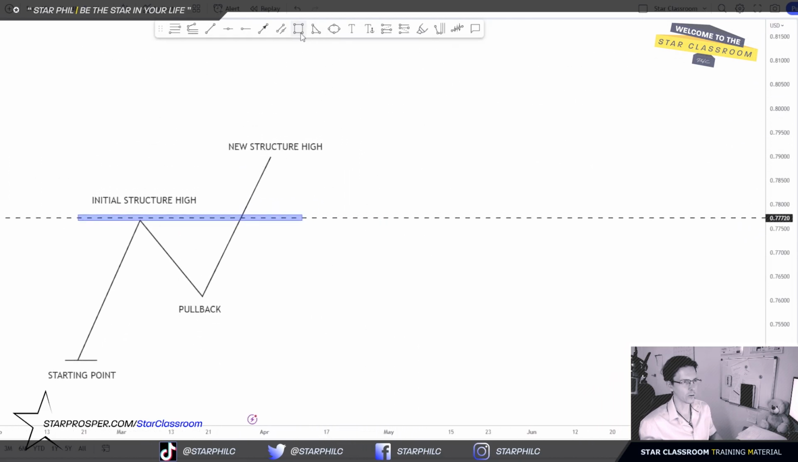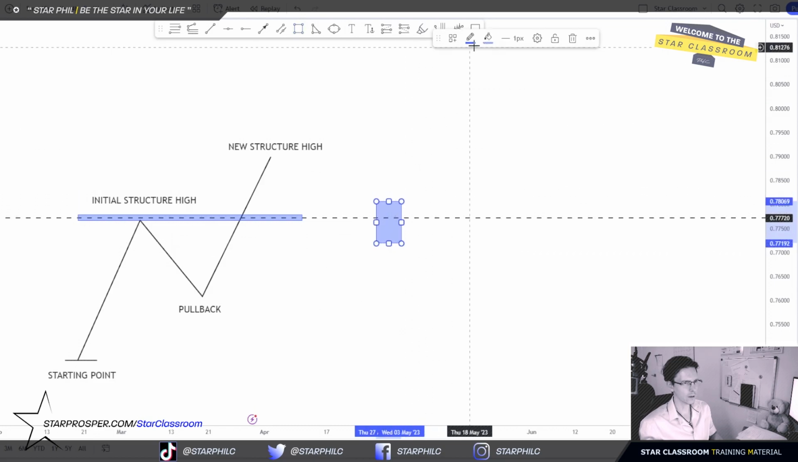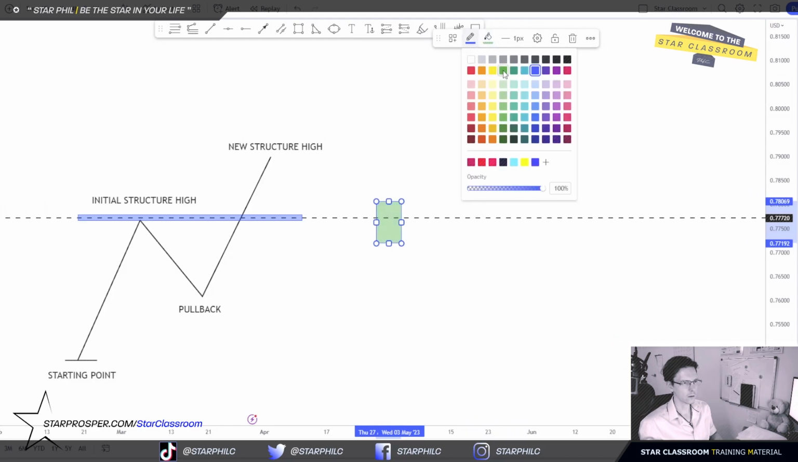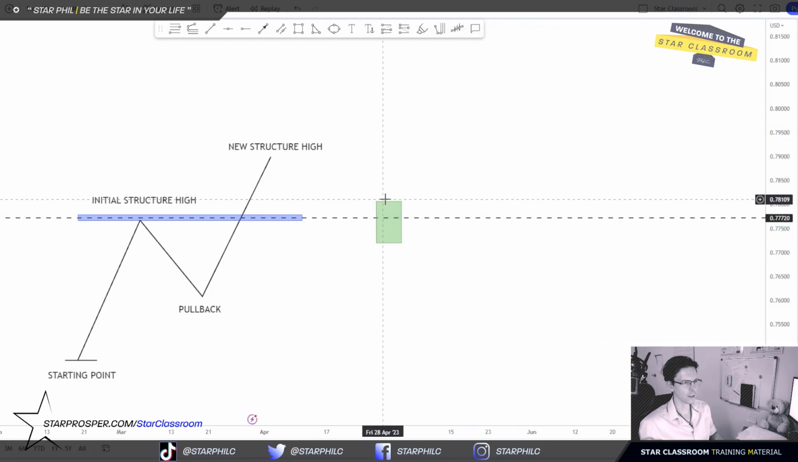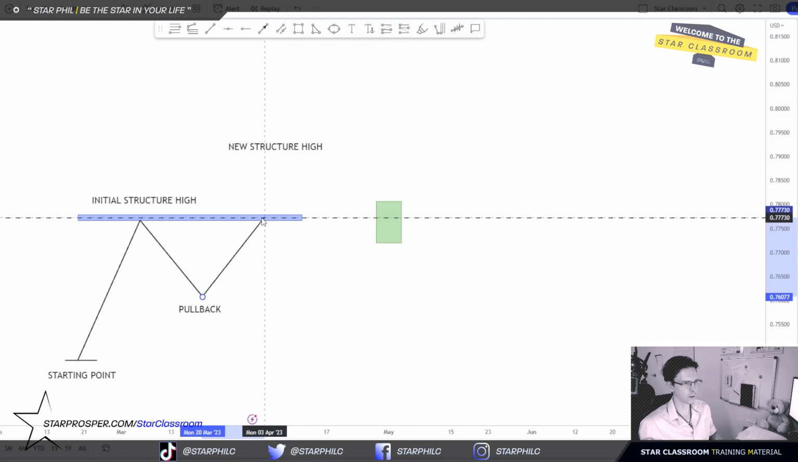Okay, so let's draw a candle here and make it a green candle like this. So let's move this back here, right?